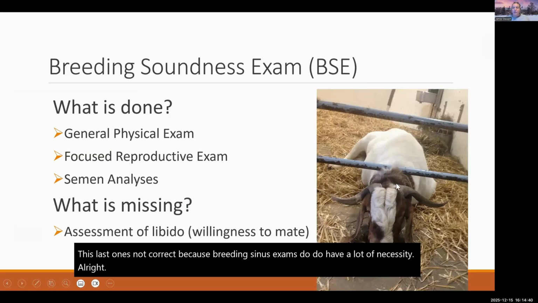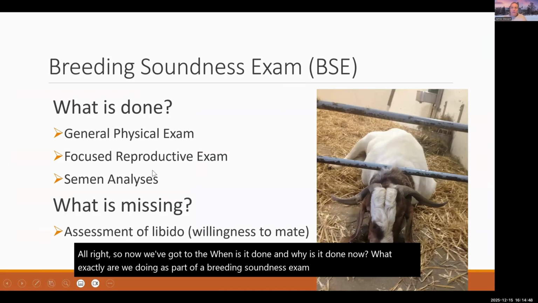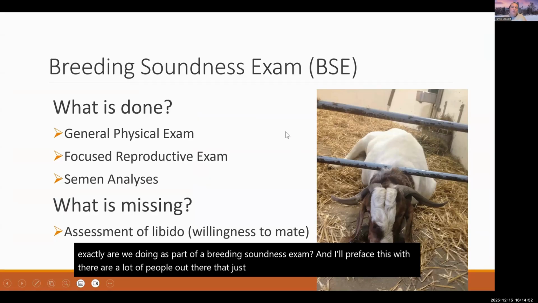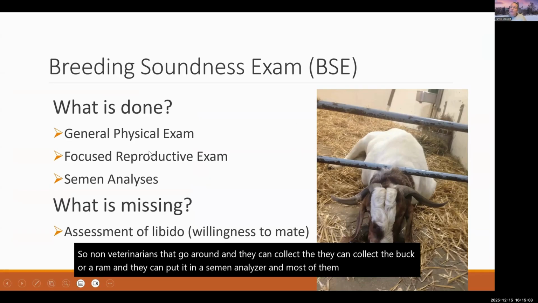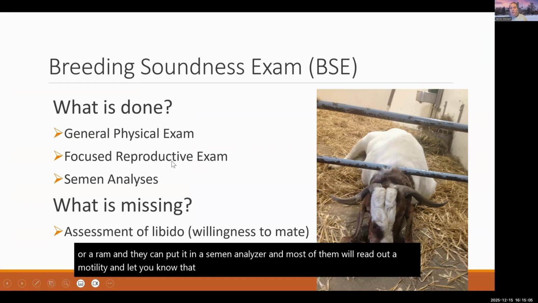All right, so now we've got to the when is it done and why is it done? Now, what exactly are we doing as part of a breeding soundness exam? And I'll preface this with there are a lot of people out there that just go around and do generic semen testing, so non-veterinarians that go around and collect a buck or a ram and put it in a semen analyzer, and most of them will read out a motility and let you know that he's good to go or not good to go.